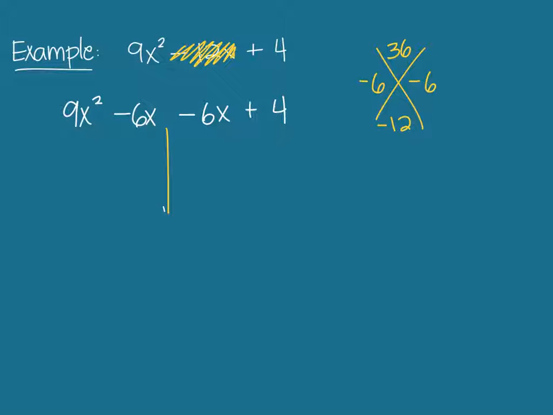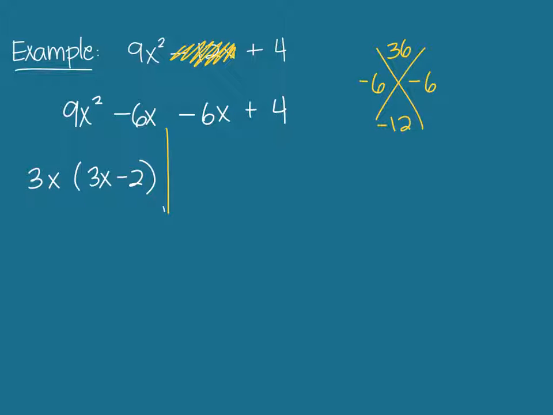All right, what do they have in common? What do 9 and 6 have in common? They have a 3 and they have an x. So on that side, what's left over? 3x minus 2. Okay, Sydney, how about the other side? Between the 6 and the 4, what do they have?